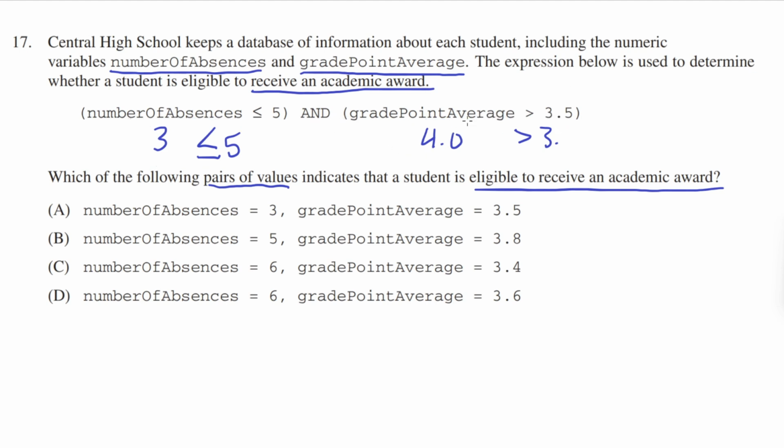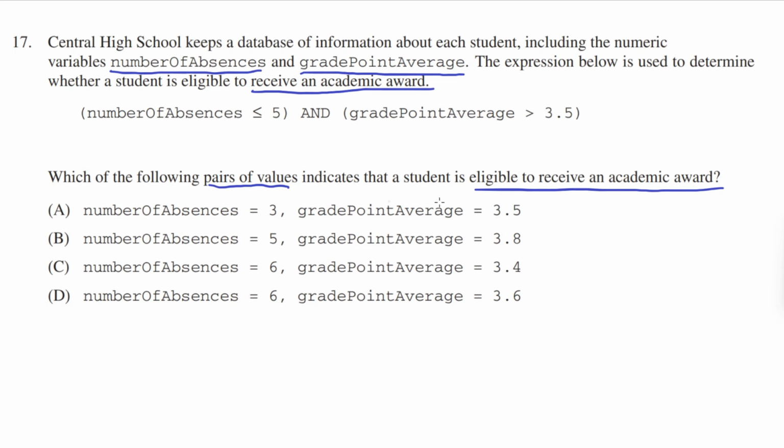So we need both of these expressions on the left and the right of the AND statement to be true. If one of them is true and the other is not, the student won't get an academic award. And obviously, if both are not true, then there will be no academic award. Only in the case that both the number of absences is less than or equal to 5 and grade point average is greater than 3.5. So let's look at each of the answer choices.